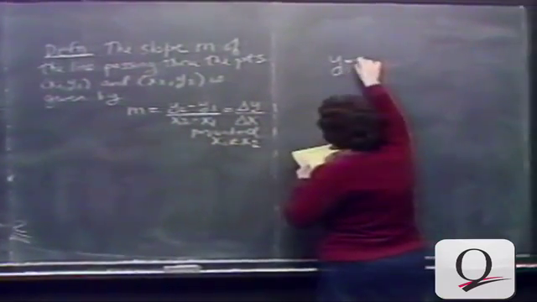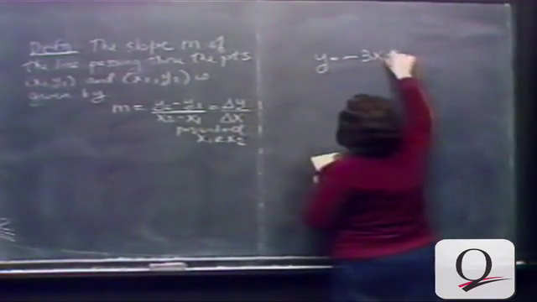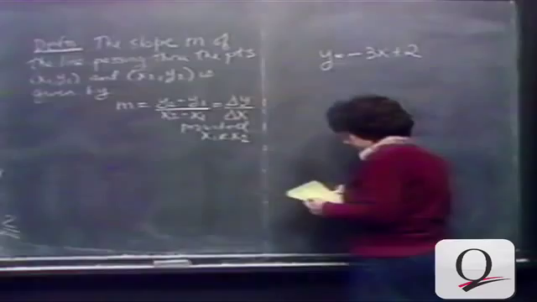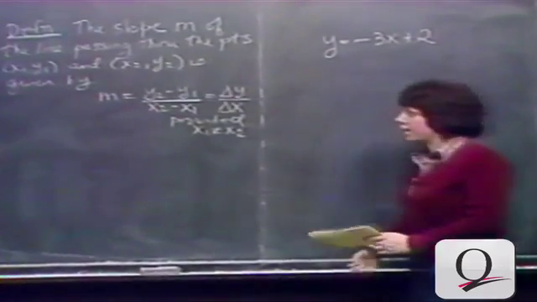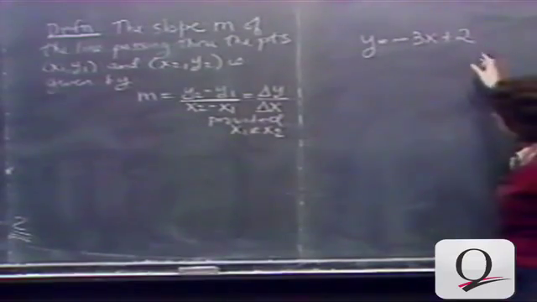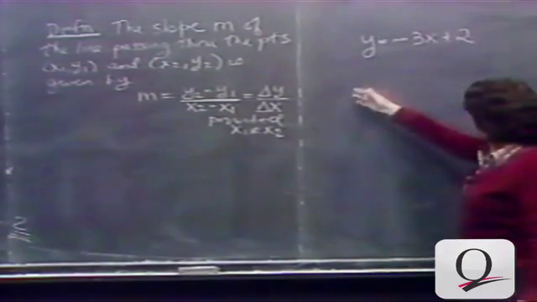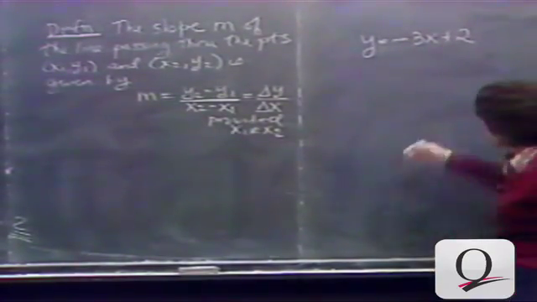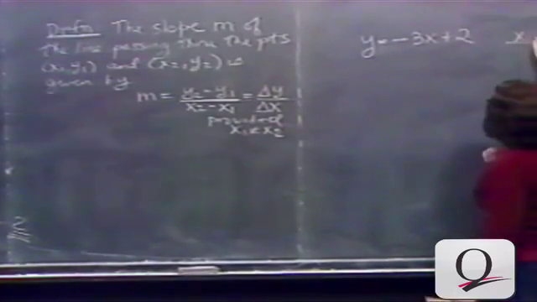Y equals minus 3x plus 2. Okay, I'd like to repeat the procedures that we did in the first example. I want to plot some points. We know that the graph of this is going to be a straight line. Let's get some points in a little table.